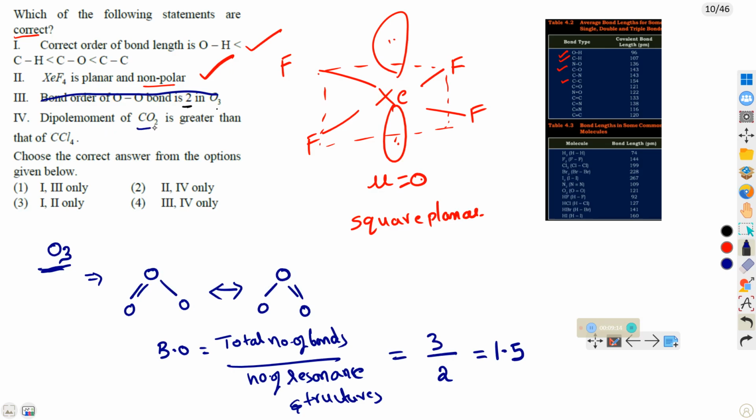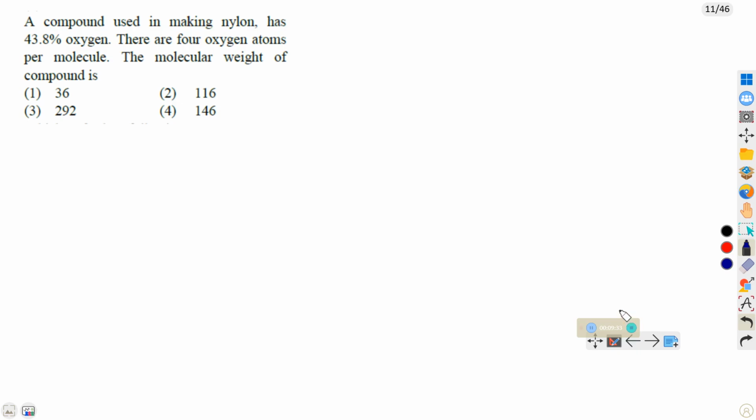Dipole moment of CO2 is greater than CCl4. Yes, this is also wrong. For both compounds, CO2 and CCl4, the dipole moment value is equal to 0. Mu value is equal to 0. Only statements 1 and 2 are correct.